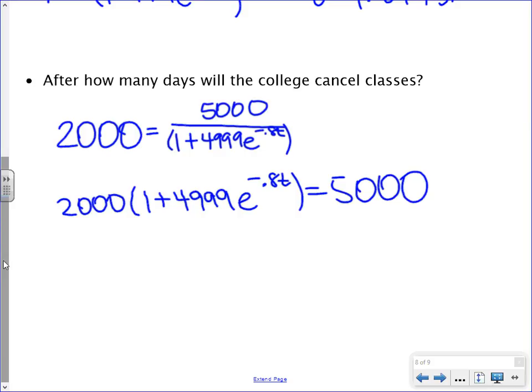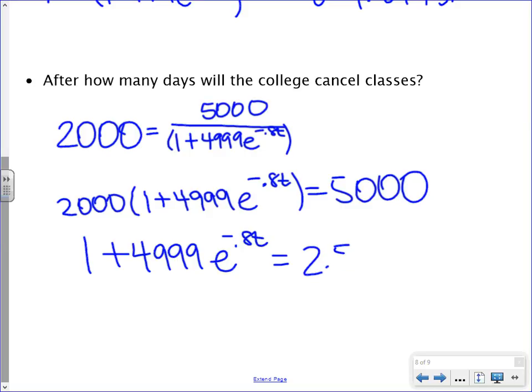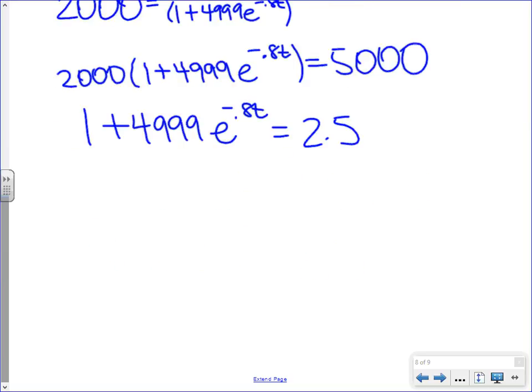Okay, one step in the right direction. Now what can we do? Divide that 2,000 through. I would not take the time to multiply it through because eventually you're going to have to divide it over anyway. 5,000 divided by 2,000 is 2.5, whatever you want. Okay. Then what do we get to do? Subtract 1.